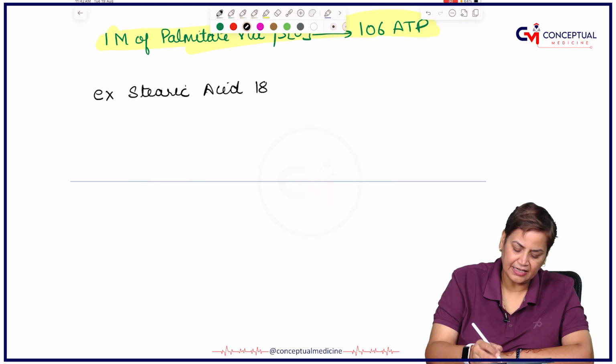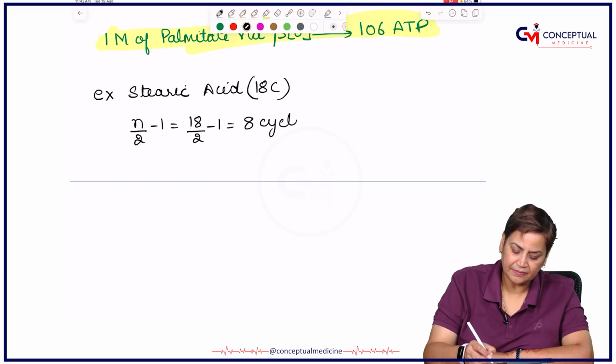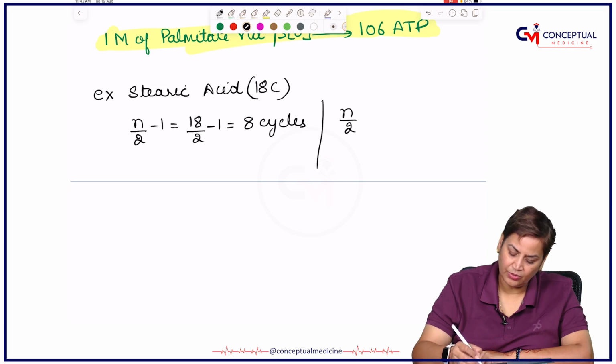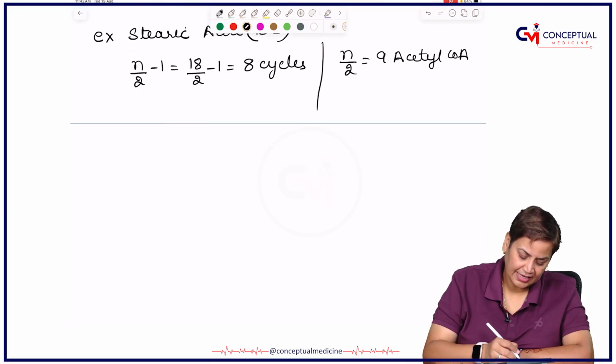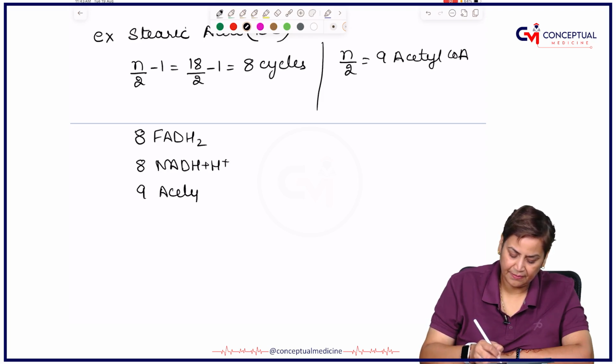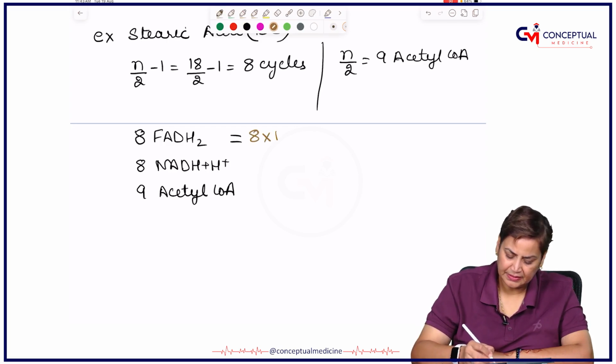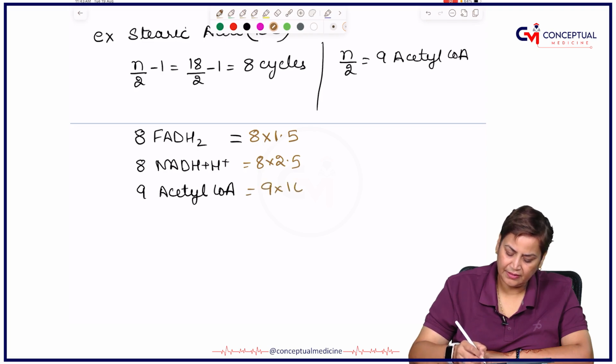Now stearic acid has 18 carbon atoms. Okay, just apply the formula, n by 2 minus 1, so 18 by 2 minus 1 is equal to 8 cycles, and n by 2 is equal to 18 by 2, 9 acetyl coenzyme A. Right. So I can say that 8 FADH₂, 8 NADH plus H positive, and 9 acetyl coenzyme A. Okay, just calculate it. It will be 8 into 1.5, 8 into 2.5, and 9 into 10.